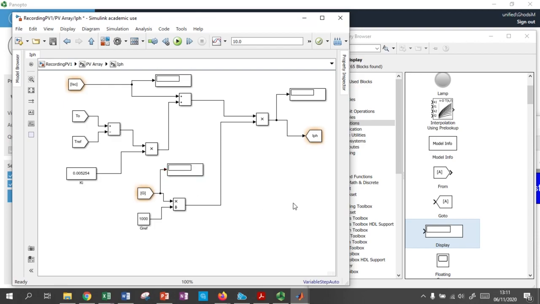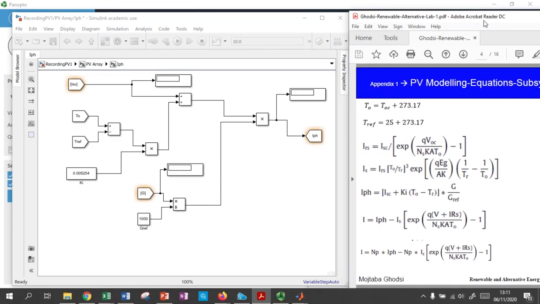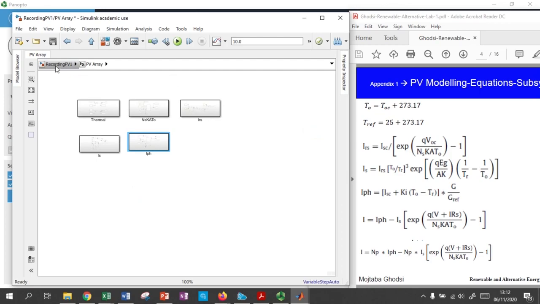Then it's G values. Now we should check again whether we are making the IPH photo current correctly or not, which is equal to G over G reference. It's here, correct. G as an input, then we should make it an input variable. Ki times (T0 minus T reference) plus I short circuit. Perfect, they are gathered together, added together and then multiplied. Then this is the IPH.